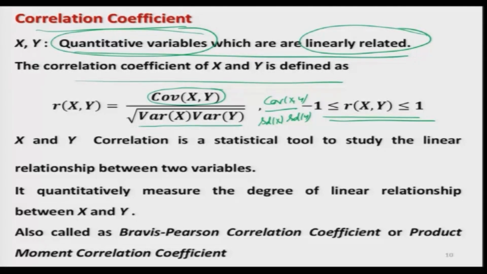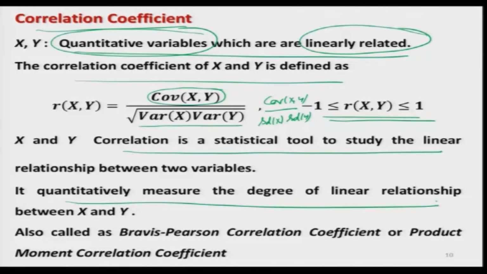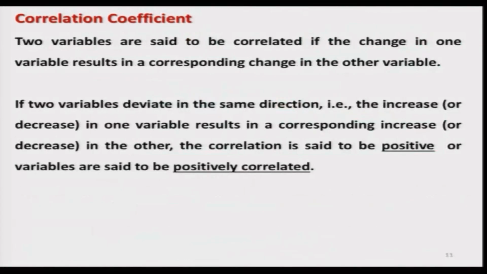So, this correlation coefficient between x and y is a statistical tool that helps us in studying the linear relationship between the two variables, right. We can quantitatively measure the degree of linear relationship between x and y, right. For example, I will try to show you through the graphical things also. This is also called the Bravais-Pearson correlation coefficient or the product moment correlation coefficient. These are the different names, and I am informing you here because when we compute it in the R software, we have to give these options, right.